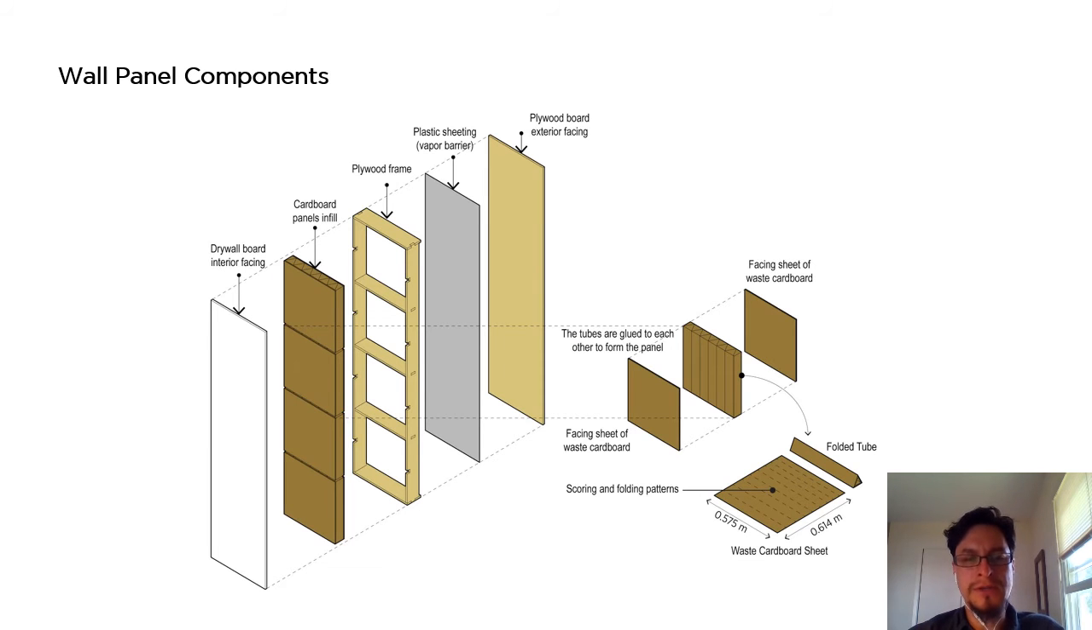The wall panel, which is the main component of the structure of the house, is formed by a plywood frame, cardboard infill, exterior facings, and interior facings. The cardboard panel is made of different folded tubes, and to make these folded tubes we use a parametric design tool that defines the scoring and folding patterns.